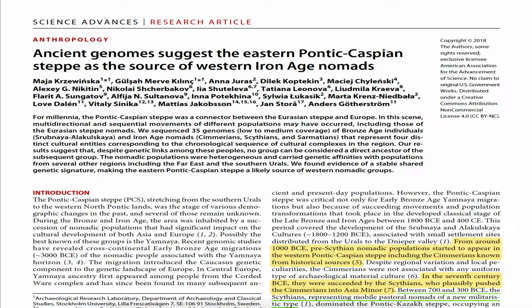Third article is Ancient Genome suggests the Eastern Pontic Caspian steppe as the source of Western Iron Age nomads. Get the authors right there. This paper was published in 2018.